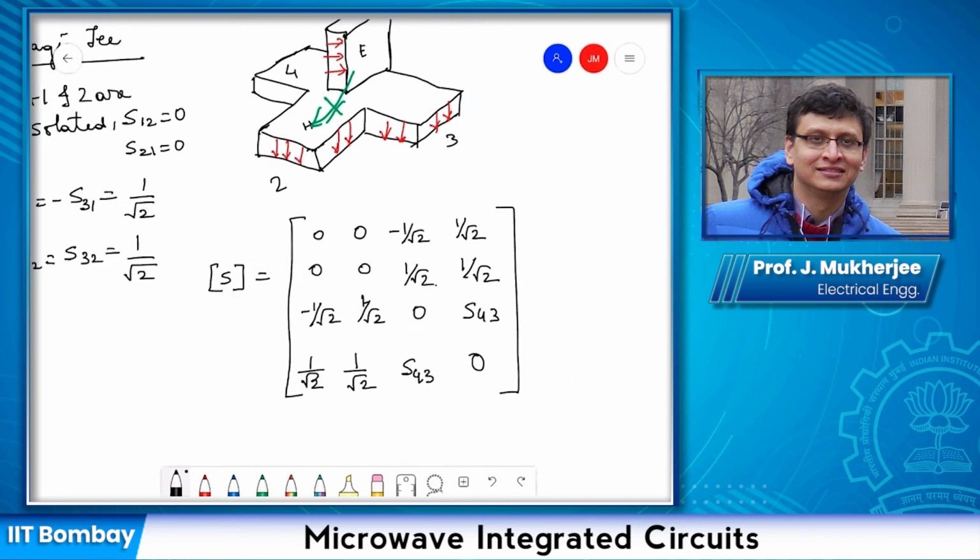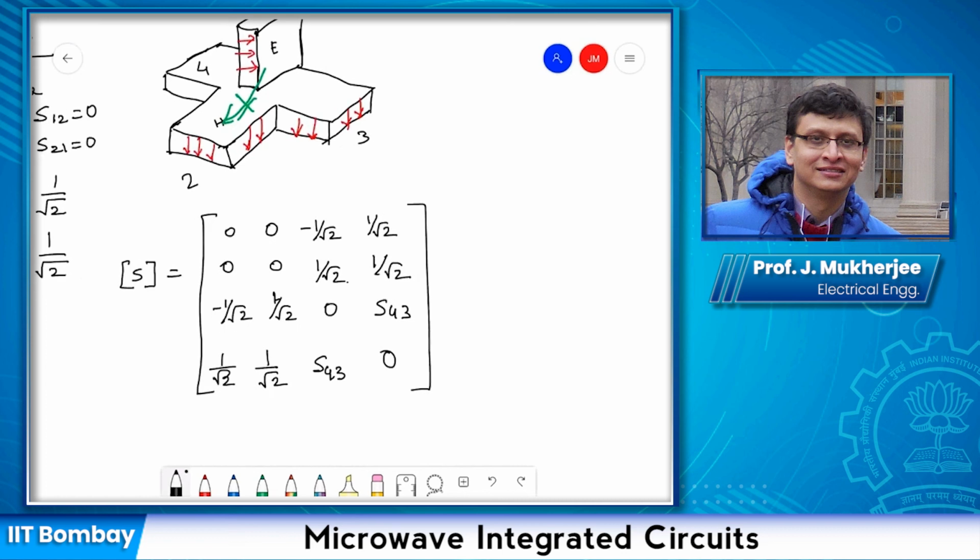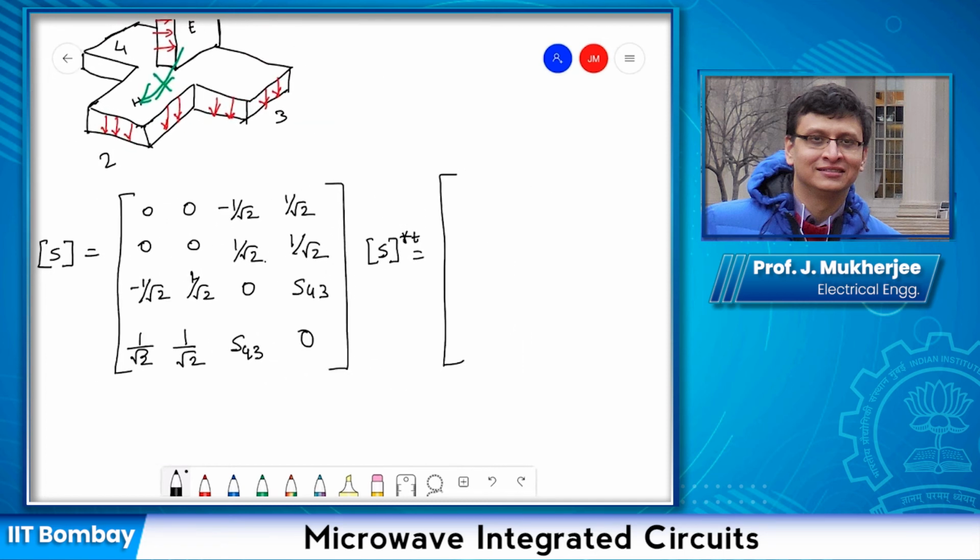And S conjugate transpose equal to 0 upon root.